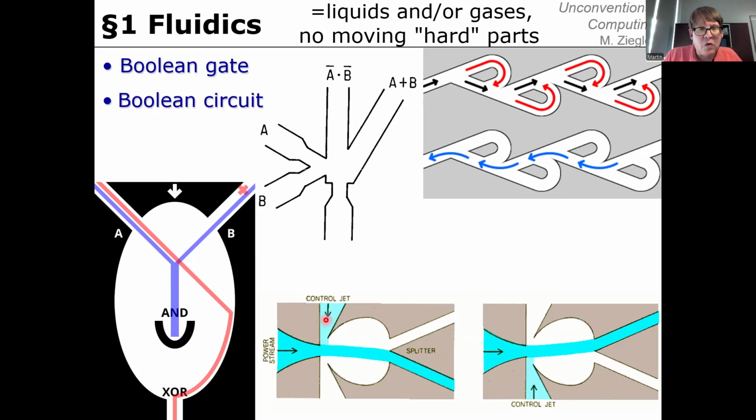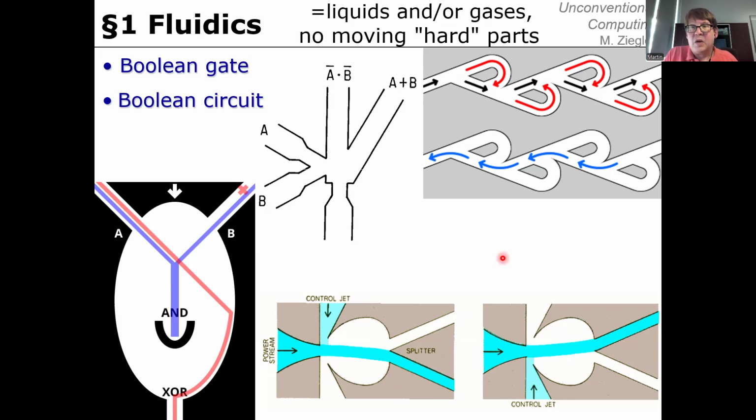Here's the control jet. The control jet doesn't need much power, and it determines whether the power stream leaves here or here. And when the power stream leaves, it has power again. So this is a way of amplifying the control jet from here or from here. So even with a weak control jet, one can recover its signal, but now leaving with high pressure given by the power stream. So yeah, I think we're out of time.